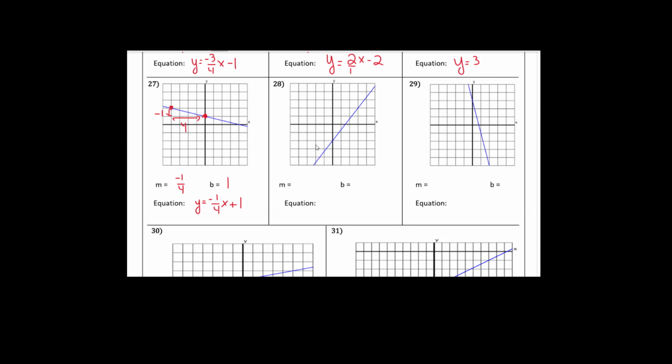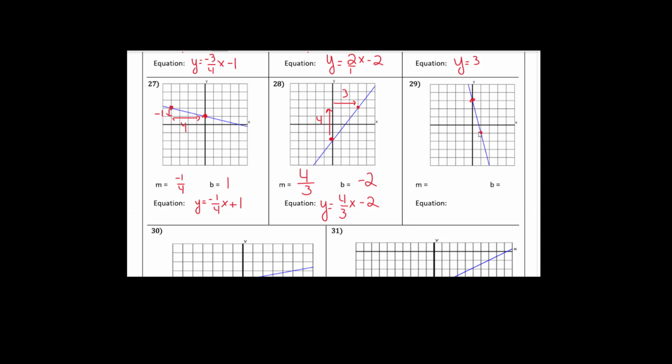Okay, the next one. Let's find two good points. There's one right there. And the next one is right there. The rise would be 4 up and 3 to the right. So that means my slope is 4 over 3. My y-intercept is negative 2. So my equation is y equals 4/3 x minus 2. Next problem.